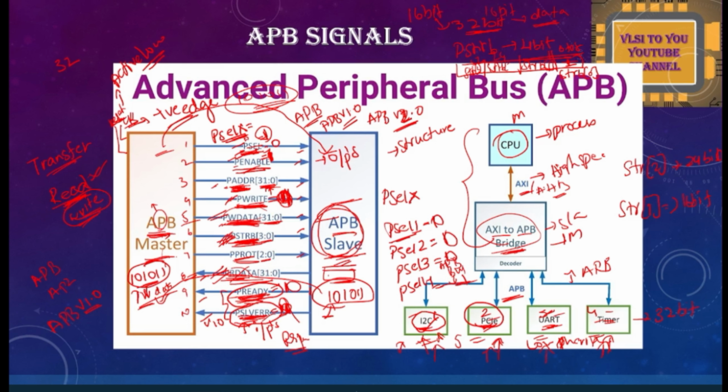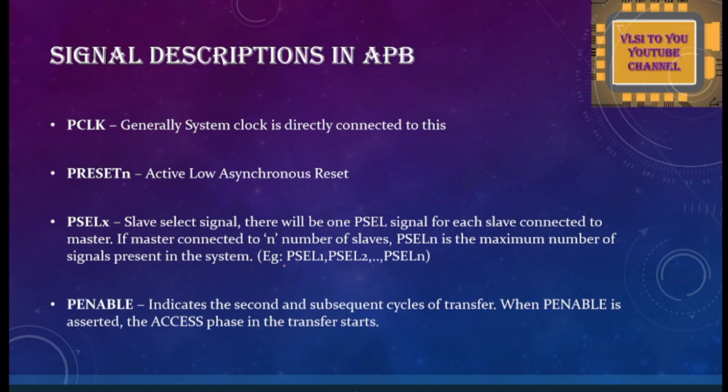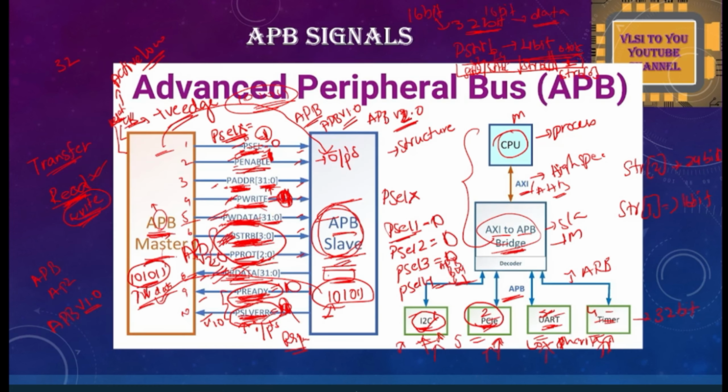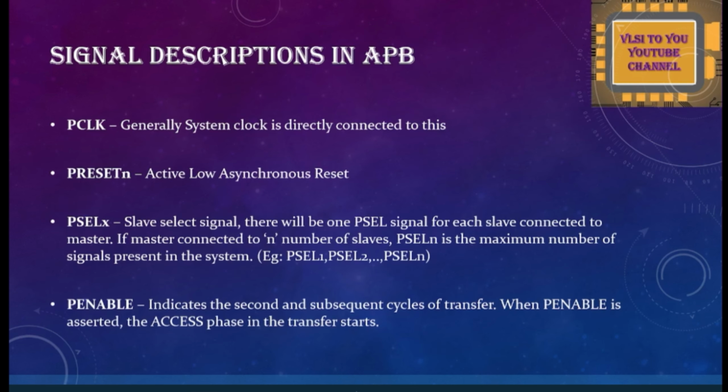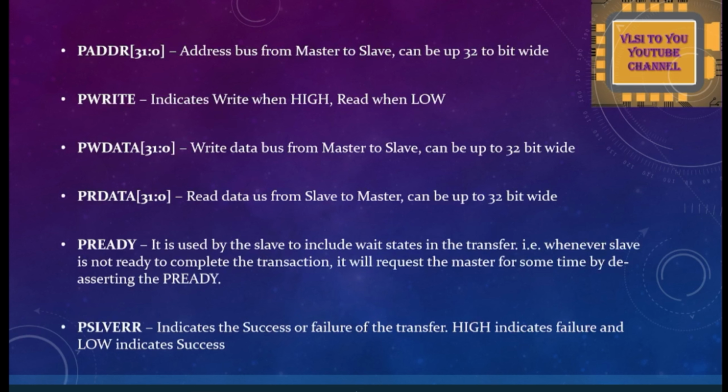And if you see here, these two signals were introduced in APB version 2.0, PSTRB and PPROT. PSTRB is 4 bits wide and PPROT is 3 bits wide. I have explained in detail about strobe and protection in my APB signals class. I'll link that in the description box. You can go there and check it out.